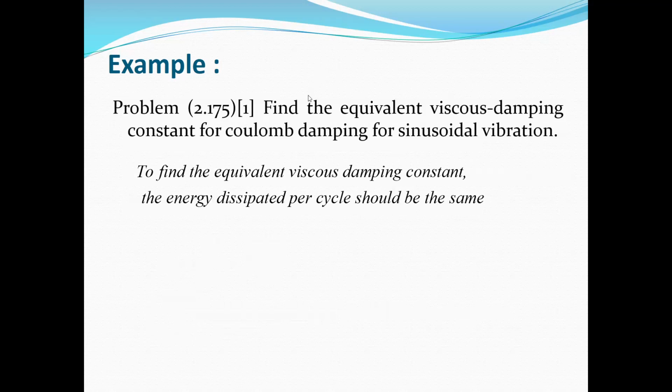We want to find the equivalent viscous damping constant for a Coulomb damping force in sinusoidal vibration. Here, in fact, we have a system with Coulomb damping, but we want to find an equivalent viscous damped system for a system with Coulomb damping, with friction. So to find the equivalent viscous damping constant, we need to find the energy dissipated for each cycle.